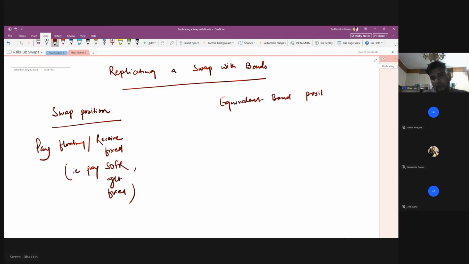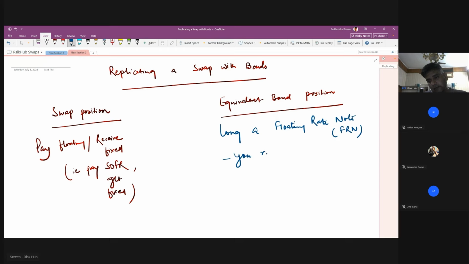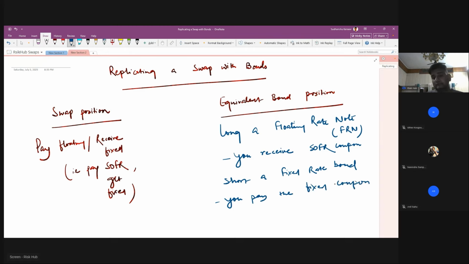If I have to make an equivalent bond position, guys, I will go long a floating rate note, which is your FRN. So you receive your SOFR coupon. And then you short a fixed rate bond. When you short a fixed rate bond, you pay the fixed coupon. Please understand, ultimately you are making a position which is equivalent to the swap position.